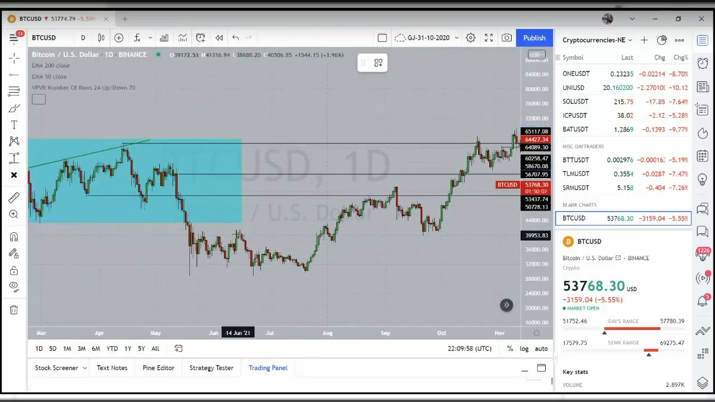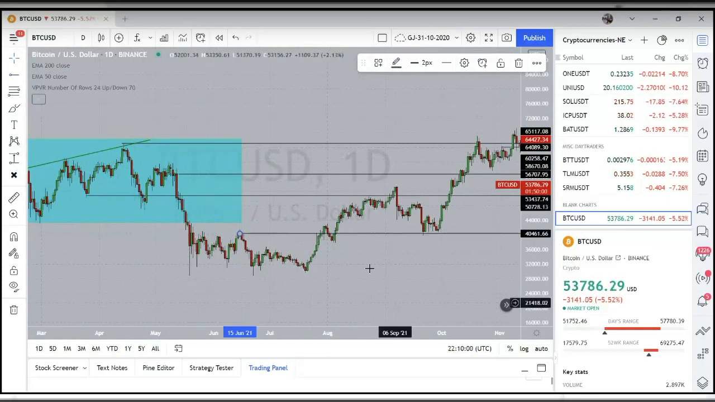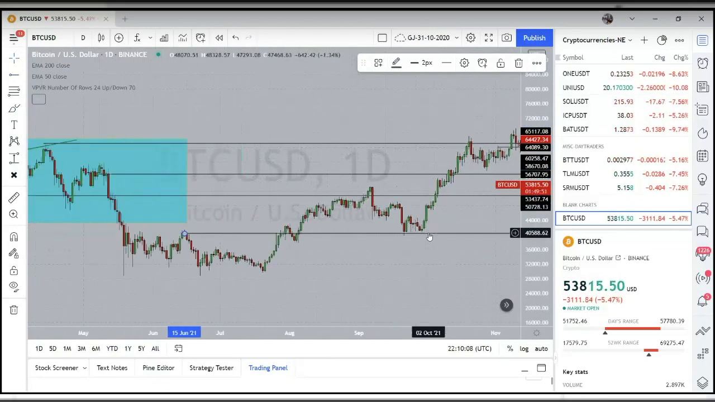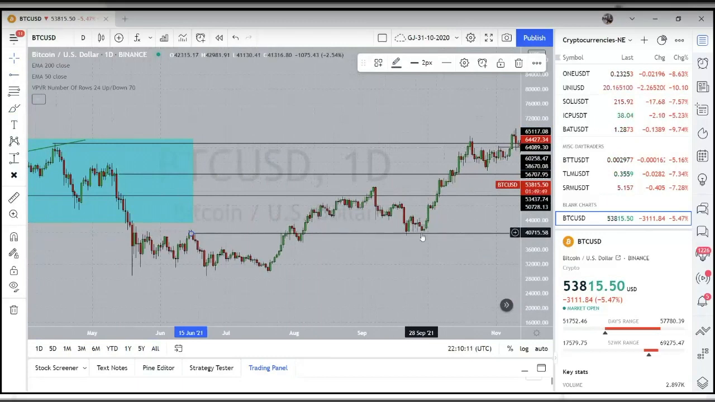Break of structure here. Return to the level slightly further up. Better return to the level here. This is the perfect one that you want to get in on, and then further up from there.